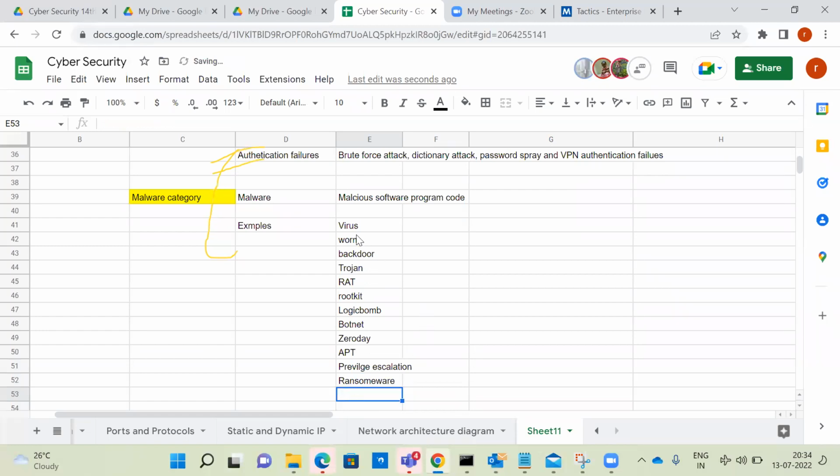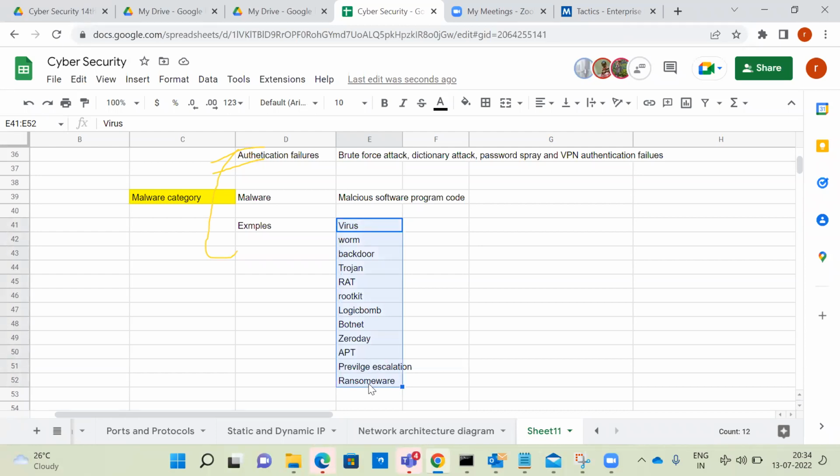Okay, these are some of the examples of the malware category. How will they normally ask the question? The entire question: what is malware? Or, can you give 3 or 4 examples of malware? Otherwise, they will ask what is a virus, what is a worm, what is ransomware, what is a 0-day, what is a botnet, what is a rootkit, what is privilege escalation. All these are entire questions, guys. All these are entire questions only.